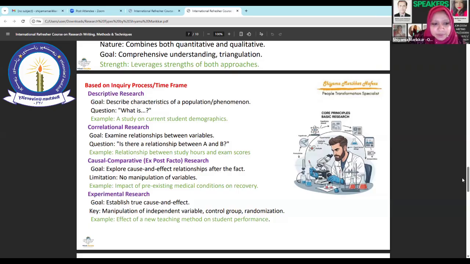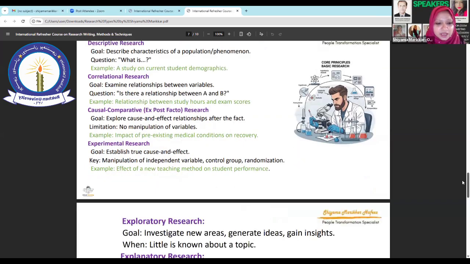So this will be deeper than the previous one. And manipulation of independent variables, control group, and randomization will be there. An example is the effect of a new teaching method on student performance. So this also can be taken under this category, experimental. So experimental is always about cause and effect. It is more in depth, and it takes time.